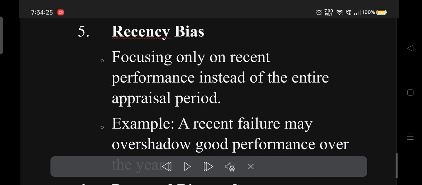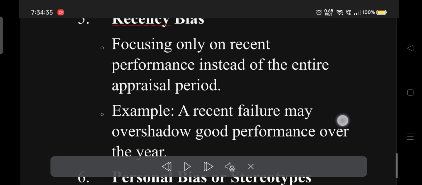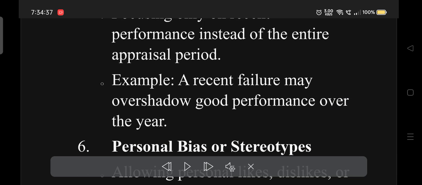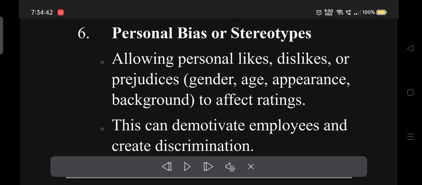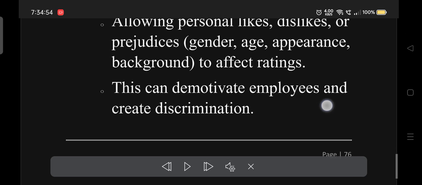Recency bias. Focusing only on recent performance instead of the entire appraisal period. Example, a recent failure may overshadow good performance over the year. Personal bias or stereotypes. Allowing personal likes, dislikes, or prejudices, gender, age, appearance, background, to affect ratings. This can demotivate employees and create discrimination.